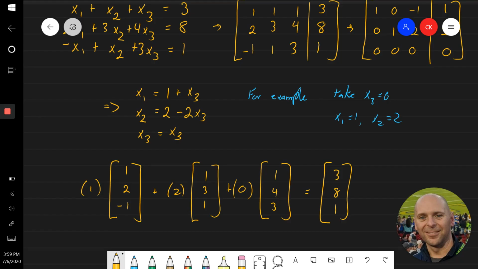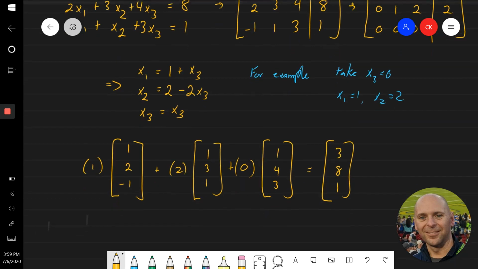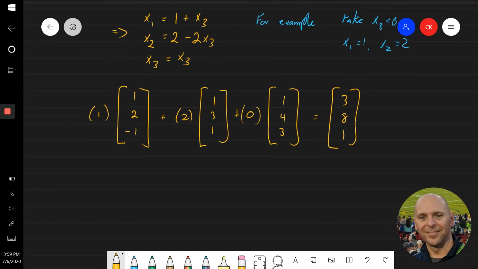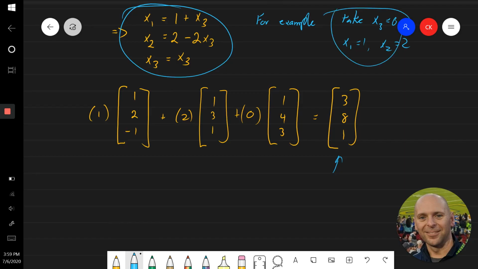So I have done what I set out to do, which was to write the vector 3, 8, 1 as a linear combination of the other vectors, which is just a fancy way to say we're going to take multiples of these three vectors and try to generate the given vector. Again, we found that there are infinitely many scenarios that will provide that, and this is one particular example. If you were to multiply all this up and add it together, you would find that you do get the vector 3, 8, 1 on the left-hand side.